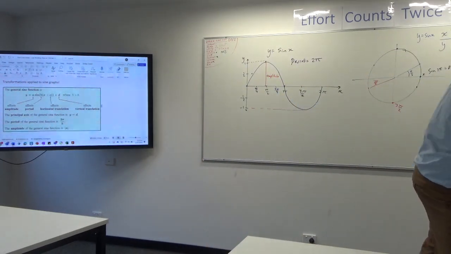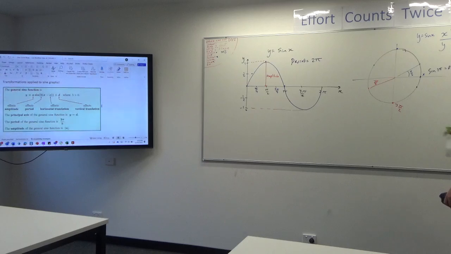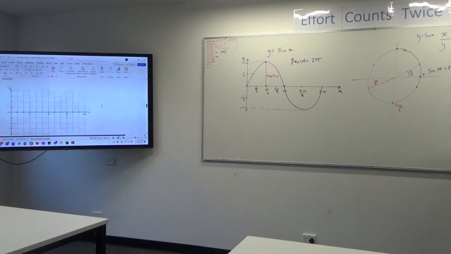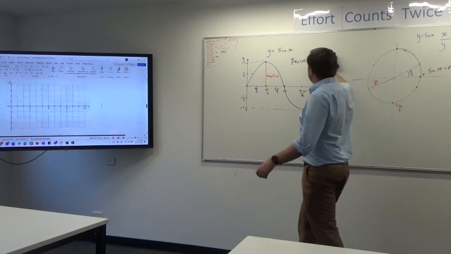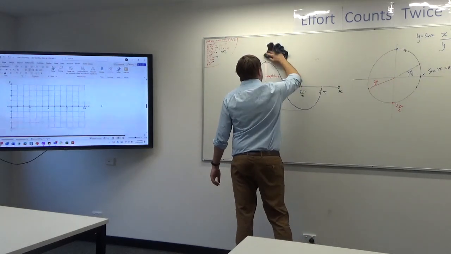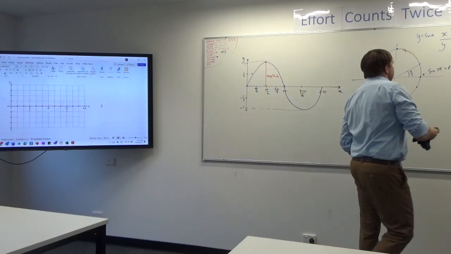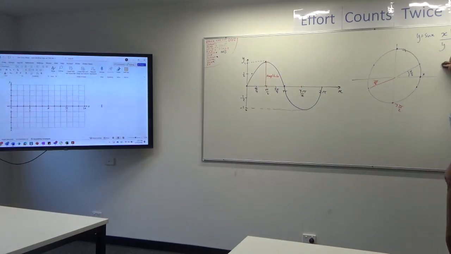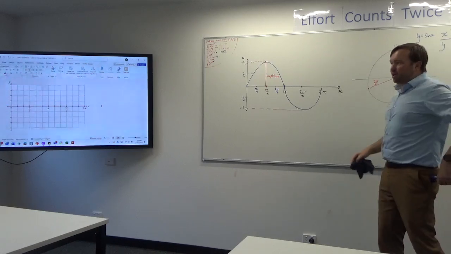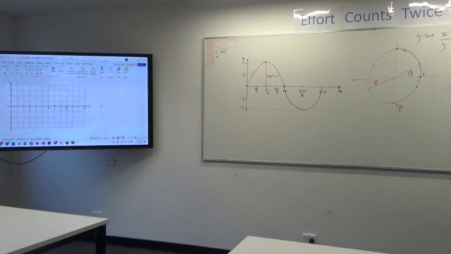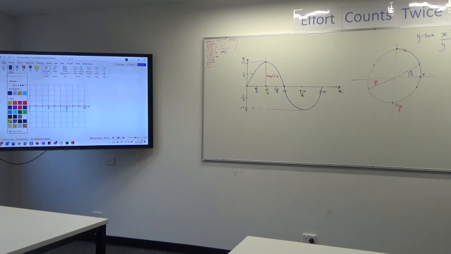Before we use this, I would like to briefly introduce the cosine graph. So, turn over. Let's repeat the same thing with cosine. And I will actually do it on the screen. Starting at, oh, let's make a nice big one, in red.